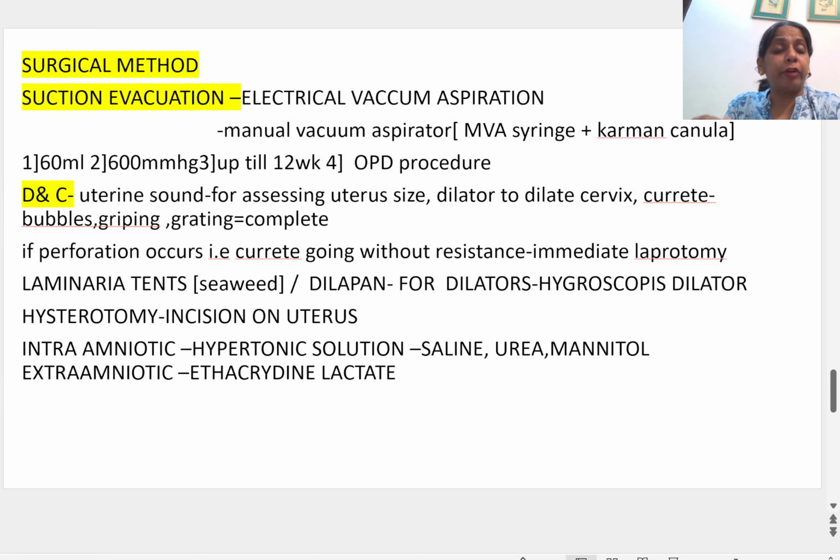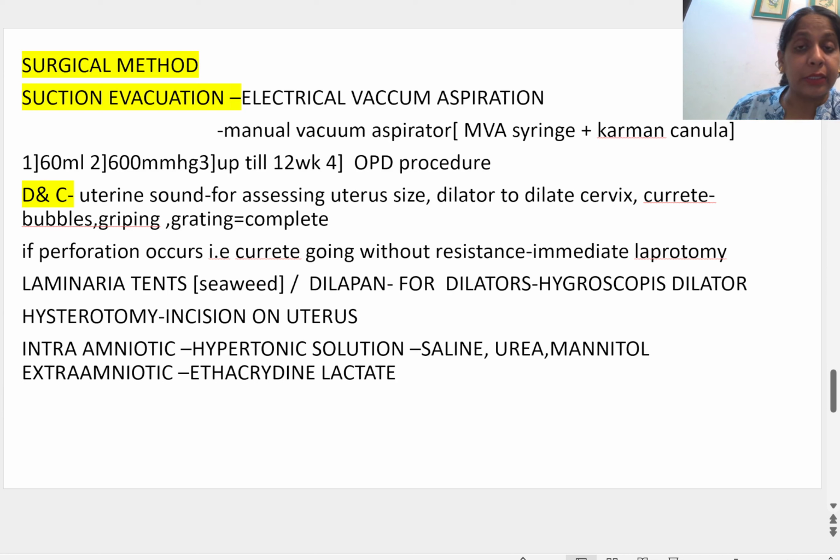Now, if perforation occurs, if the curette penetrates the uterine wall, which sometimes happens, then the curette will pass without resistance. If the whole length of the curette goes in without resistance, it means we have perforated the uterus, and then immediate laparotomy is indicated. Laminaria tents can also be used to dilate the uterus.